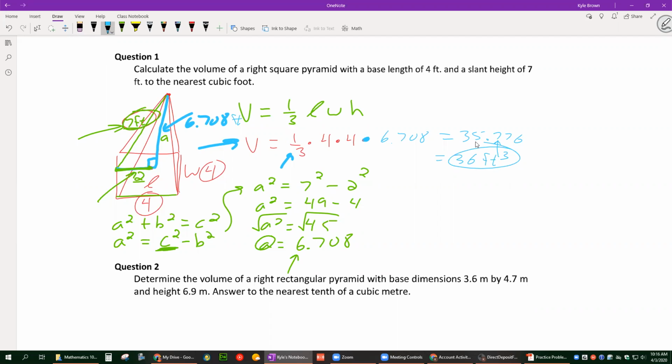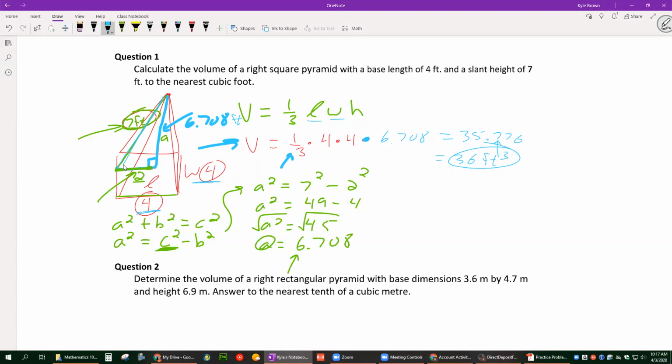Wait, Mr. Brown. Yep. So why did you put 4 times 4? Because the equation is length times width, and my length was 4 and my width was 4 because it was a square. Okay. But why does the 7 not become involved with this at all? Well, because the 7 was the slant height. That's not the actual height in the equation.